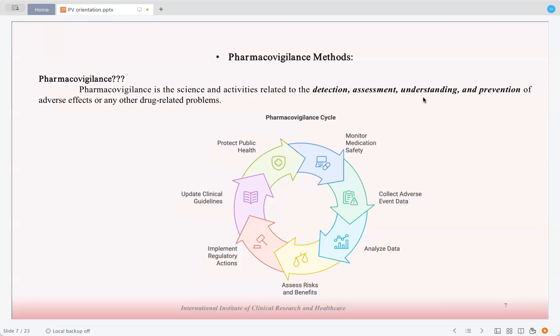After this, the collected information is shared with the regulatory authority and they take some actions on the reported event. So this is pharmacovigilance: the science and activities related to detection, assessment, understanding, and prevention of any adverse event. Monitor the medication, and if there is any adverse event, collect the data, analyze the data, report it to the regulatory authority, then update the clinical guidelines and protect the public health.